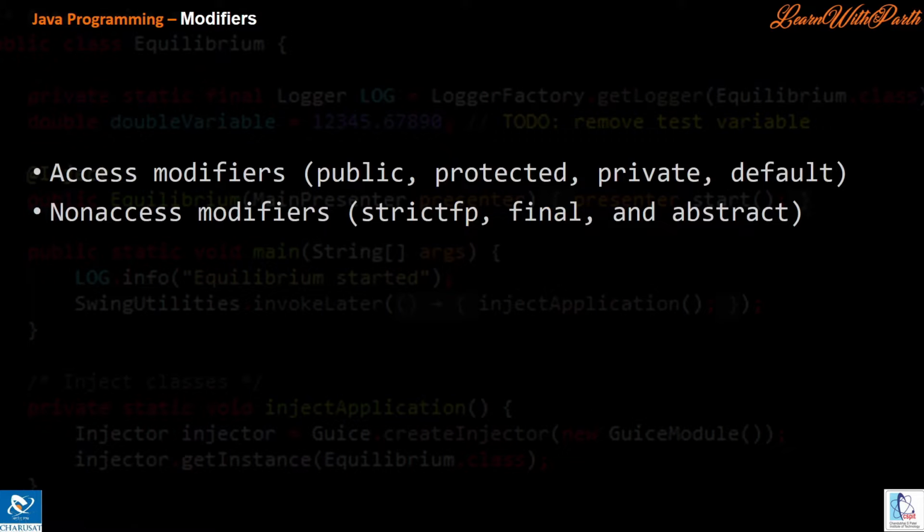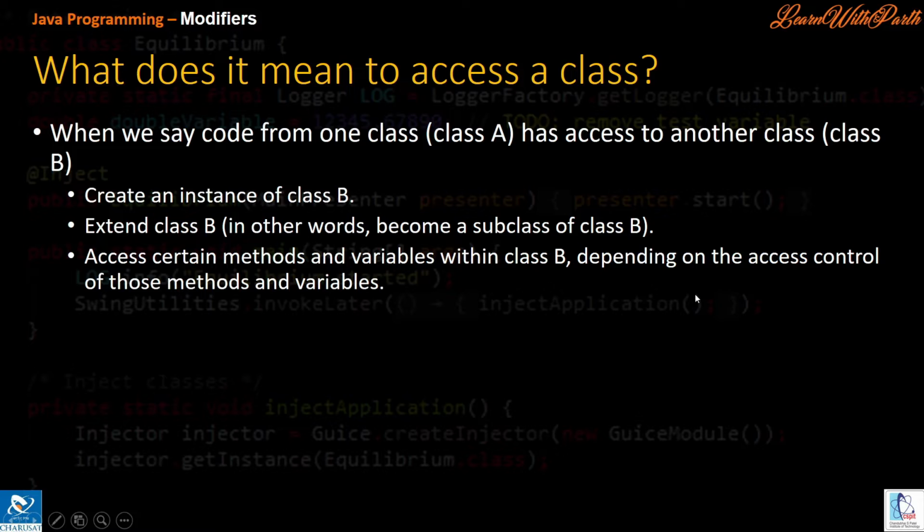So there are two types of modifiers: access modifiers and non-access modifiers. Access modifiers are public, protected, private, and default, whereas the non-access modifiers are strictfp, final, and abstract. We have already seen the final and abstract non-access modifiers. So what does it mean to access a class?